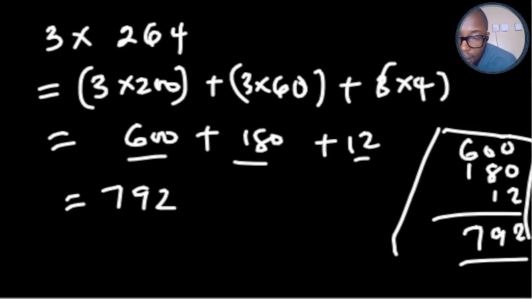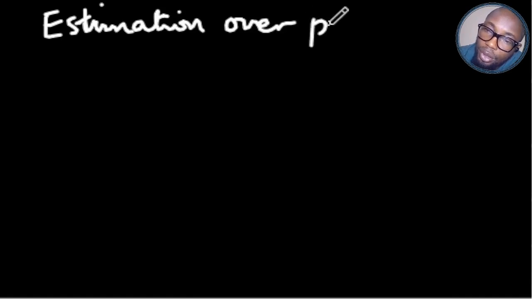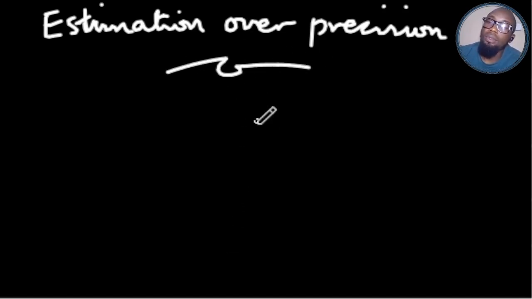The next secret that we are going to discuss is called estimation over precision. What do you mean by estimation over precision? Estimation is a rough manipulation that you do which does not necessarily have to be accurate, exact. Precision has to be exact.